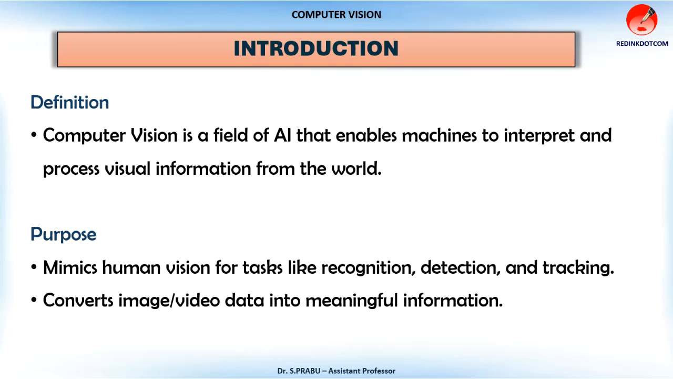It is a branch of artificial intelligence that teaches machines to understand and process visual information just like we humans do with our eyes and brain. The main goal here is to mimic human vision. That means getting computers to recognize objects, detect things happening in a scene, and even track movements over time.